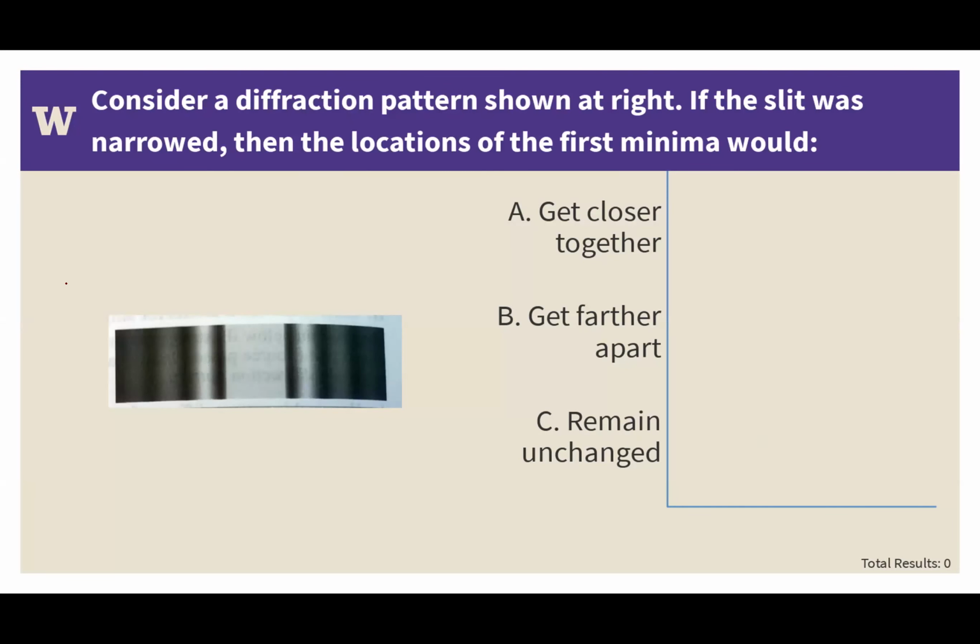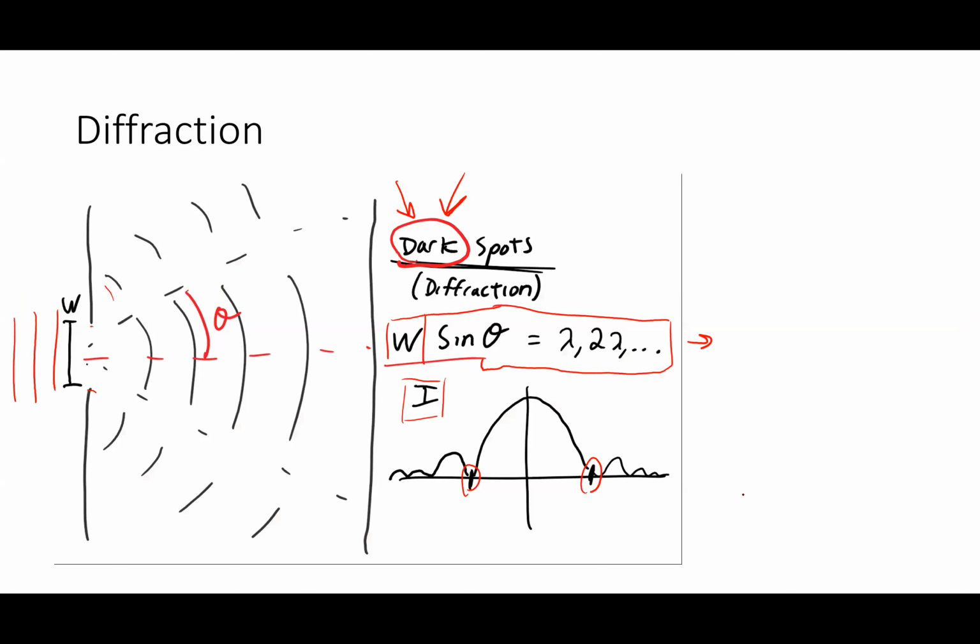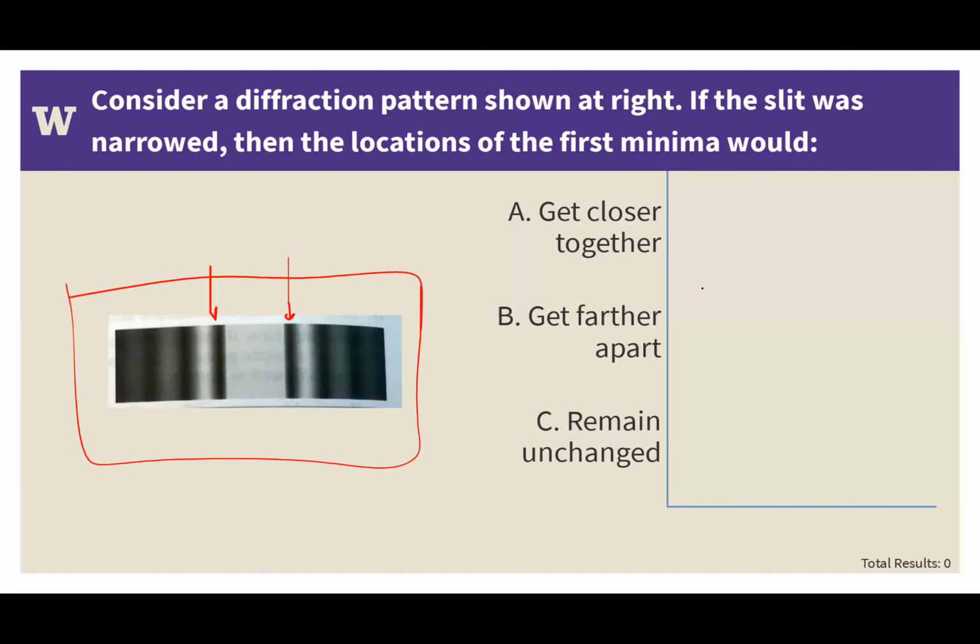So this is what an actual diffraction pattern looks like if I'm shining light through a slit. This would be the pattern I see on the screen. You can see these really sharply defined minima there. And if I make the slit narrower, then I'm making the width smaller, keeping the wavelength the same. So that means sine theta has to be getting larger. If I make the slit smaller, then these minima are going to get further apart.